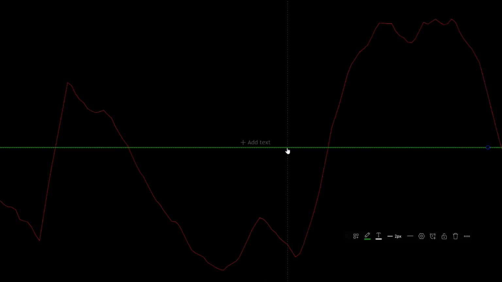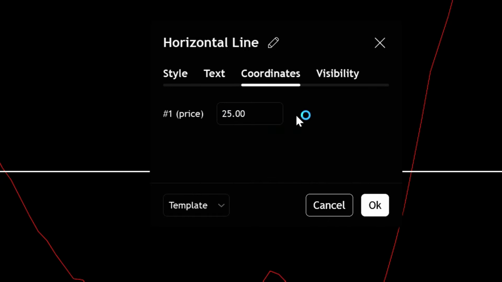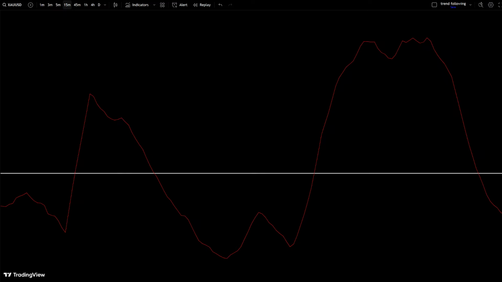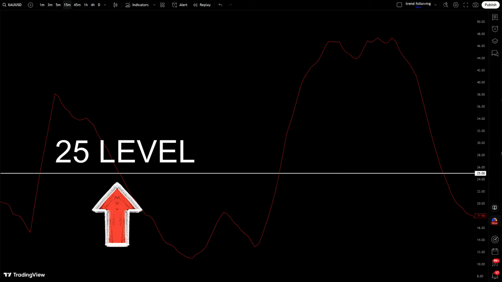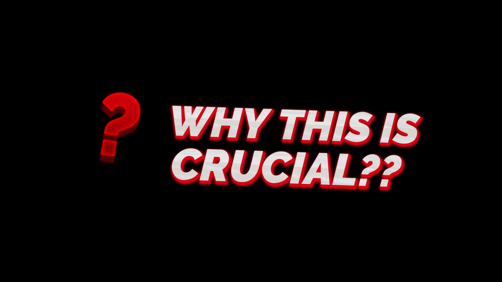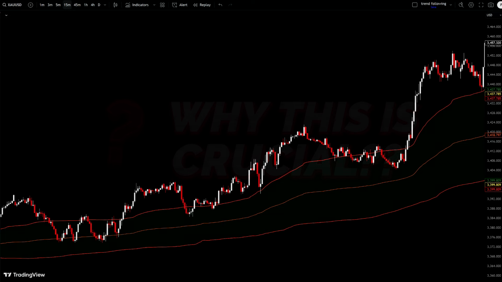To make it actionable, draw a horizontal line on the ADX oscillator at 25. This is our threshold. Think of it as a gatekeeper. If momentum isn't above 25, the market isn't providing a valid move. Keep that in mind. In a few minutes, we'll see why this number is crucial for confirming entries in our structure framework. Let's go to an example.